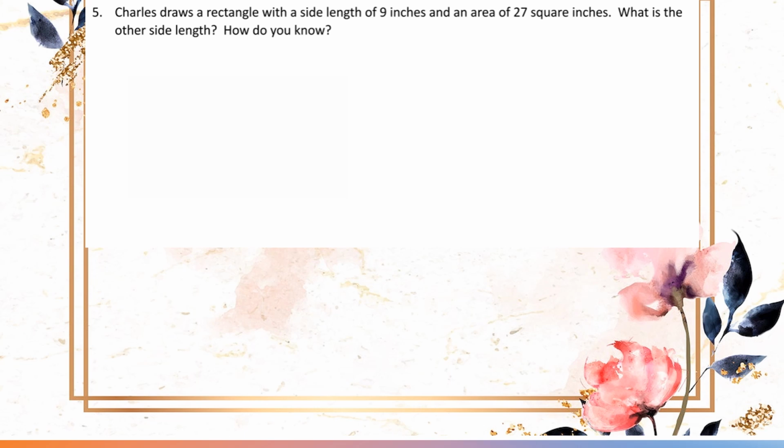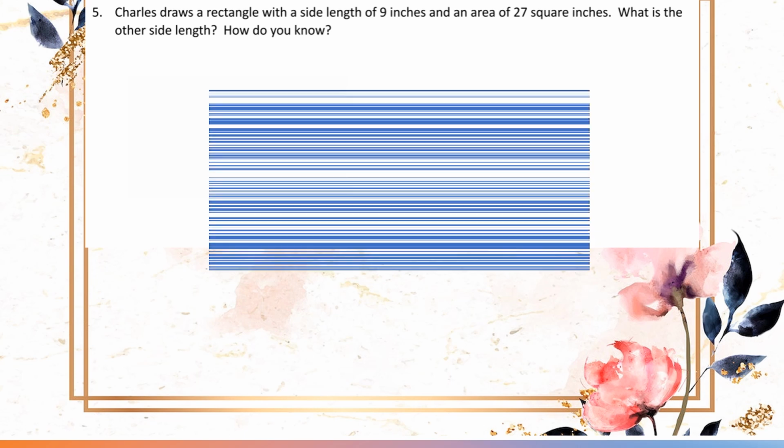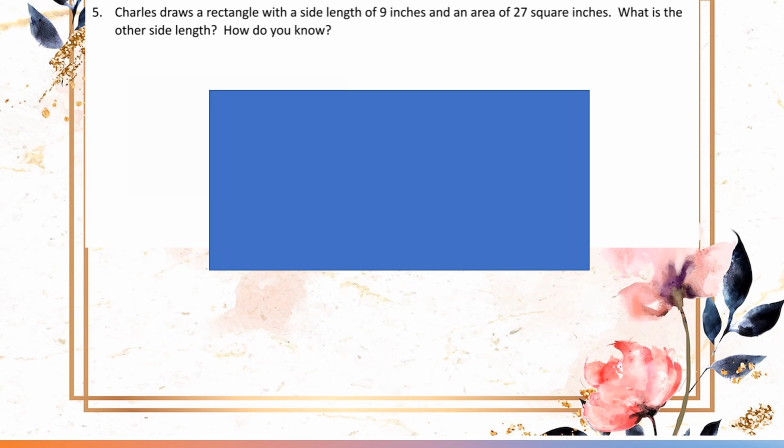Let's take a look at number 5, which is the last question of our homework. Number 5 says Charles draws a rectangle with a side length of 9 inches and an area of 27 square inches. What is the other side length? How do you know? Okay, so first I'm going to draw my rectangle with a side length of 9 inches and an area of 27 square inches.